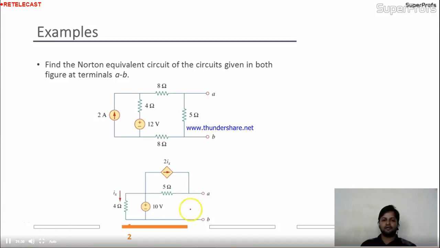This question is saying again, across the terminals A and B, we have to find the Norton equivalent. It means for this entire circuit, you have to replace it by a single current source and a single resistance across the same terminals A and B. Is it okay? I am taking this circuit on a fresh page.